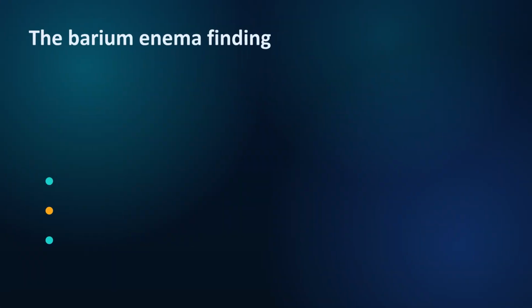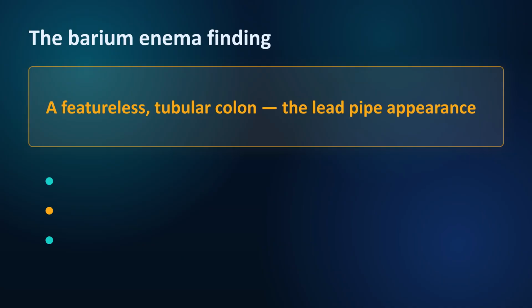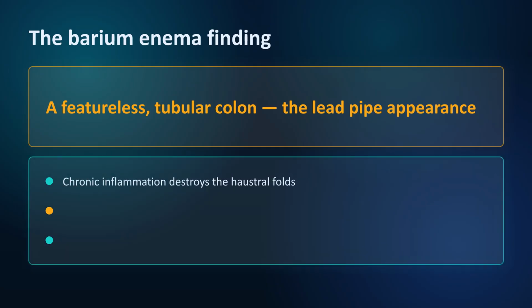One classic image worth knowing. On barium enema, the colon appears featureless and tubular, and this is described as the lead pipe appearance. Here is why it happens. Chronic repeated inflammation destroys the haustral folds, the normal segmented pouches of the colon. Once those are gone, the colon becomes a smooth, rigid tube with no internal markings.